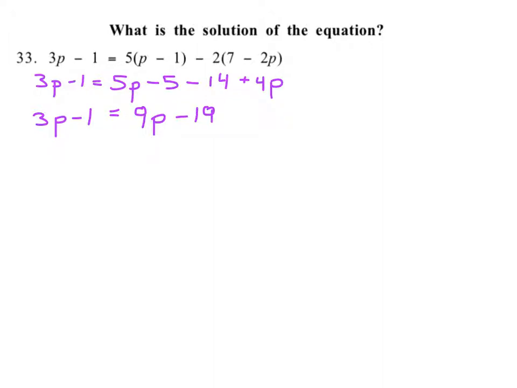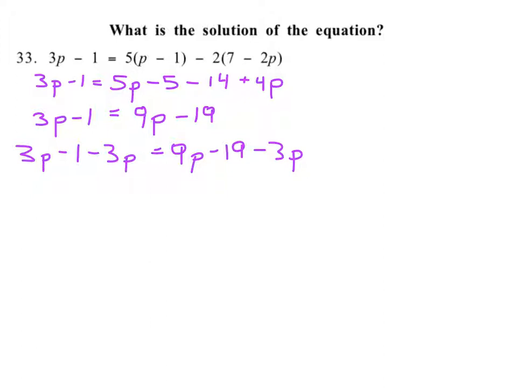And now I like to keep my variables positive, so 3p minus 1 minus 3p, take it away from there, equals 9p minus 19 minus 3p. I wrote everything that was already on each side, 3p minus 1, and then added minus 3p at the end. 9p minus 19, and then added that negative 3p at the end.